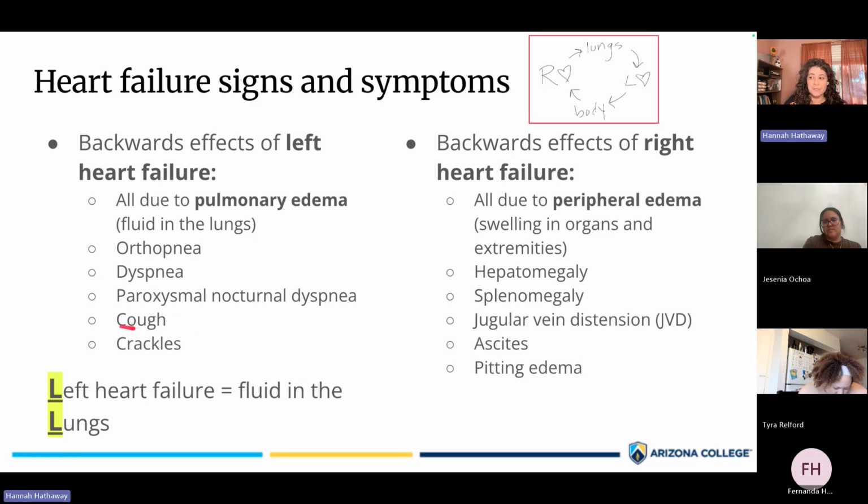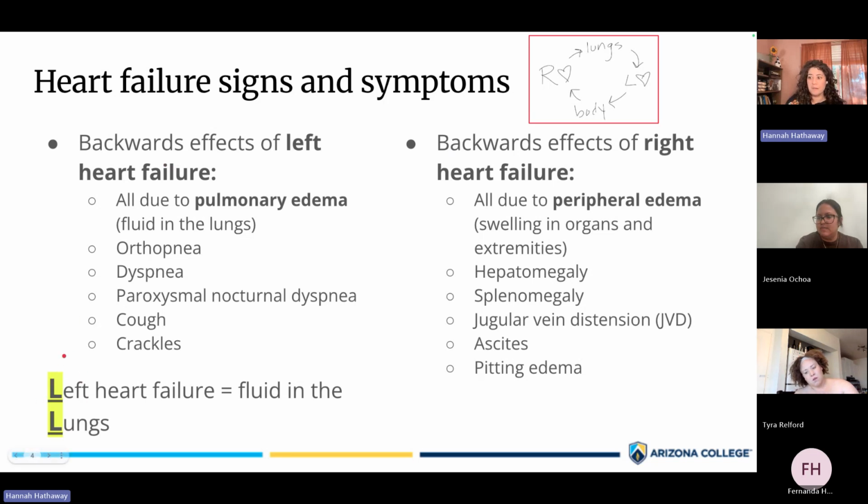Cough, of course, if you have fluid in your lungs, that's going to make you want to cough. And then crackles, meaning when you actually listen to the lungs, you can hear it's crackly. I feel like we've all had a chest cold before, and you can almost feel that gunk in your lungs and feel the crackliness. It's kind of like that. So once again, these are all backwards effects of left heart failure, all due to fluid in the lungs.